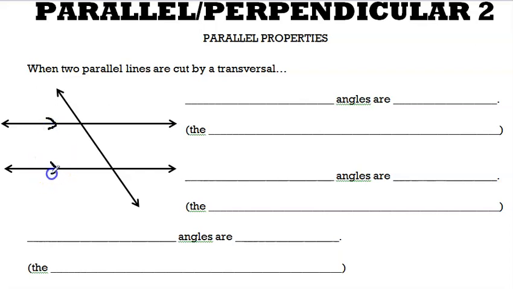Now, I used this picture in the last note sheet. We numbered it from 1 to 8, and we just took every angle and gave it a number. We said, hey, this is angle 1, 2, 3, 4, 5, 6, 7, 8. That way you could get an idea of what was going on with the different angle relationships. And so we're going to get back to that right here.